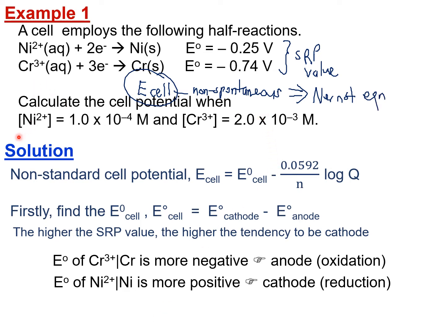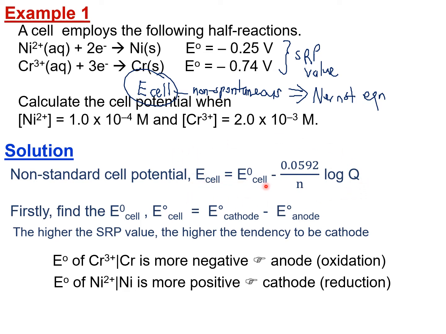And then dia bagi another additional info here. The concentration of Ni2+ ialah 1 times 10 to the power of negative 4 molar, and concentration of Cr3+ ialah 2 times 10 to the power of negative 3 molar. Okay. How can we solve this question? Okay, basically, to calculate the non-standard cell potential, you need to memorize the Nernst equation. So, this is the Nernst equation that we have discussed earlier.